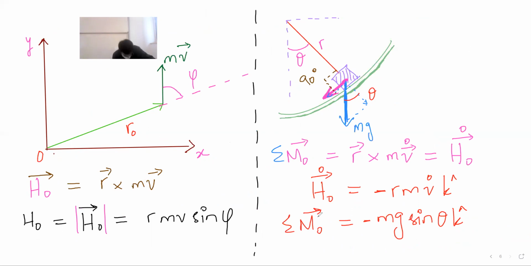And finally, I will write that this summation of moments is equal to this chunk. So you can just equate it to this fellow that you created, minus R m v dot k. So k cancels with the k. I will get a beautiful answer of v dot equal to mg sine theta over rm. And by the way, I think r also cancels with r.